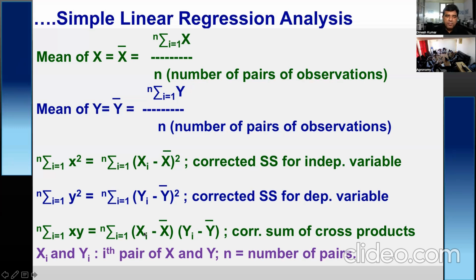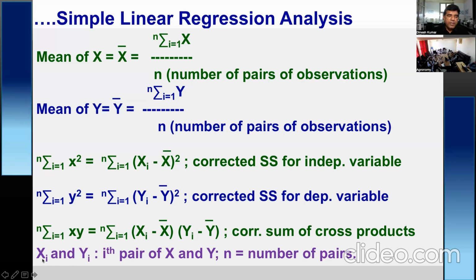Then we need to have the sum of squares for the cross product. Cross product, this is summation xy. Summation xy is equal to summation of xi minus x bar, yi minus y bar, and then you multiply these two. This is called the corrected sum of cross products.